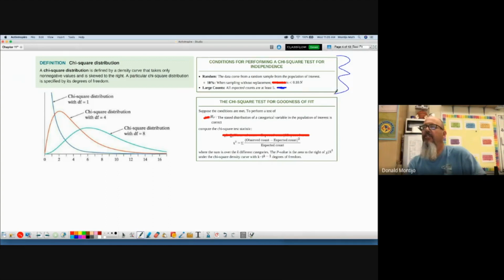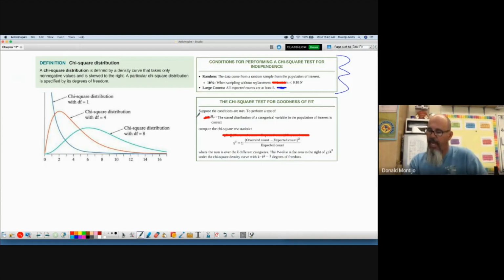Suppose that these conditions are met. If we want to perform a test, the null, as we saw in the previous example, the stated distribution of the categorical variable in the population of interest is correct. What in the hell are they saying? Okay, so they're saying here that the null is that the distribution is as claimed. It's as the researcher claims it is, or what we think the answer is going to be.